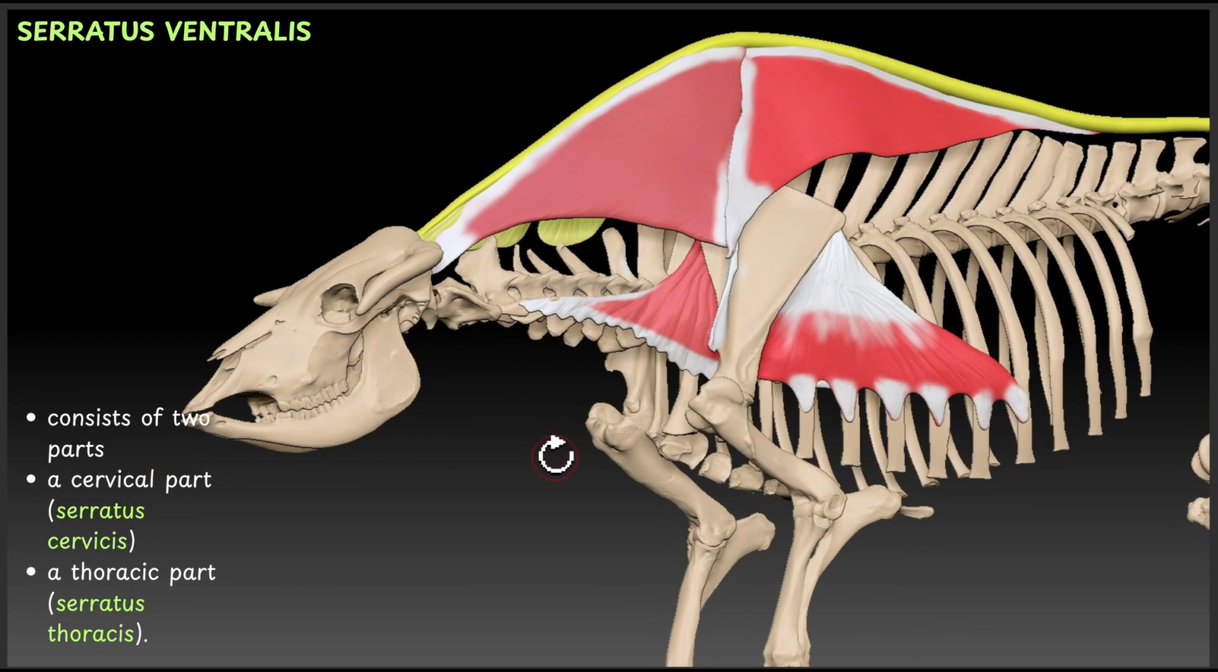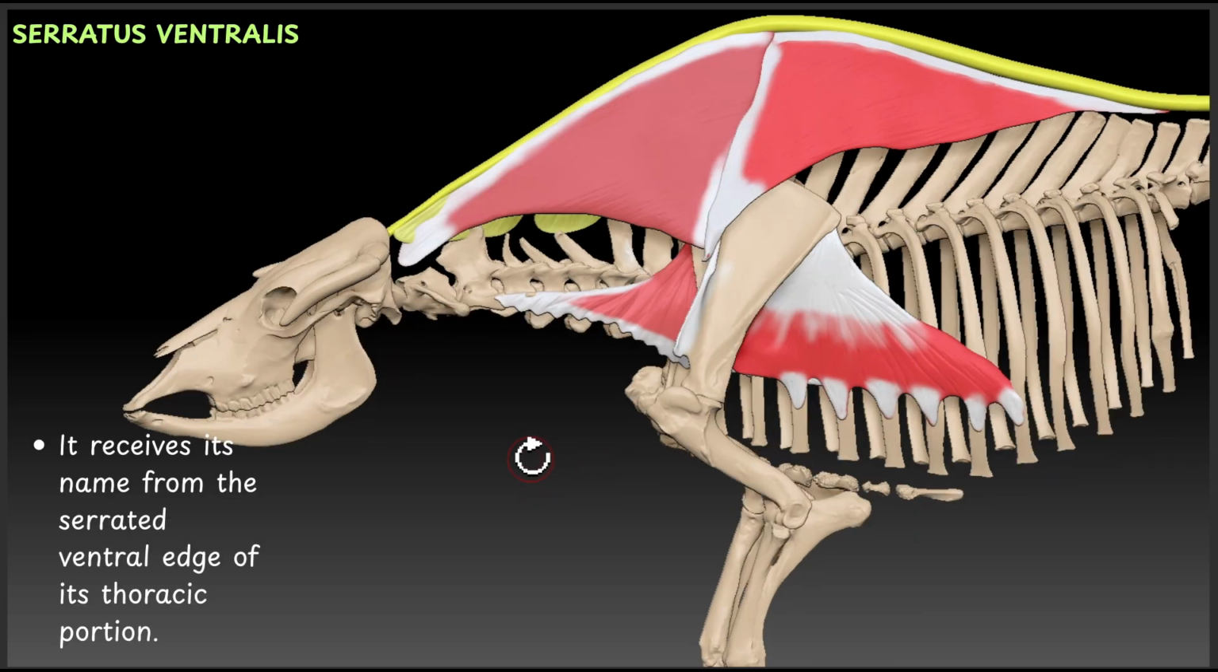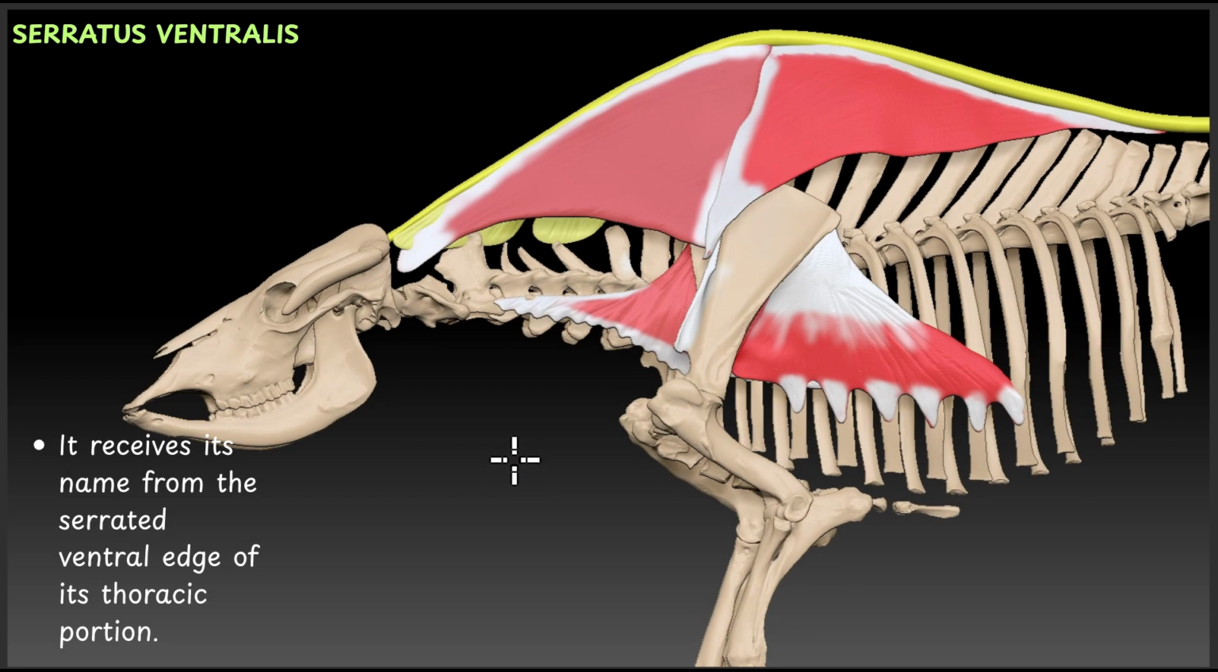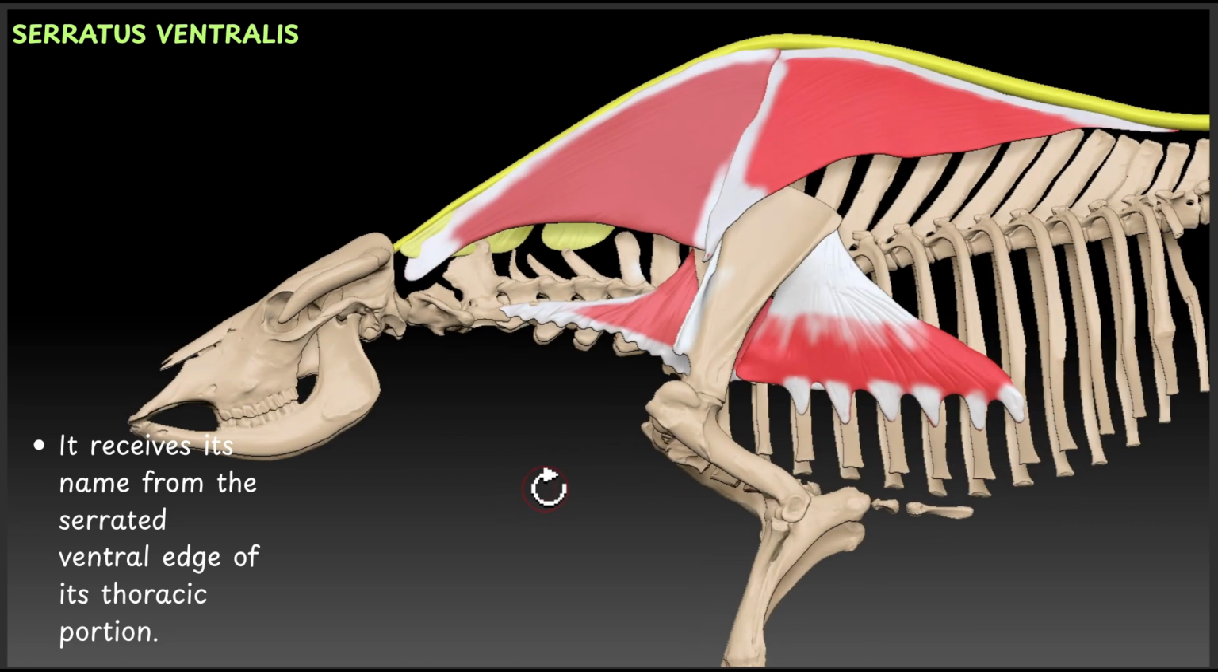If you see, the muscle consists of two parts. This part in the cervical area is called serratus cervicis. And this part, located in the thorax area, is called serratus thoracis. It receives its name from the serrated ventral edge of its thoracic part. This is the thoracic part, this is the ventral edge, and the ventral edge is serrated in nature. That means you will find 6 digitations: 1, 2, 3, 4, 5, 6. That's why the name is serratus.